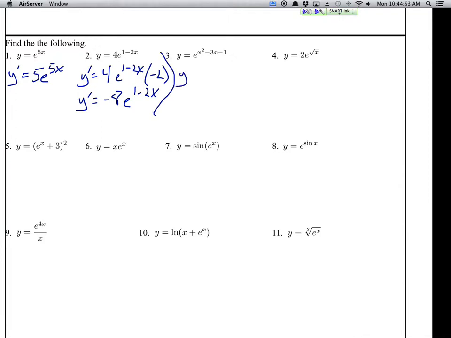Alright, April, number 3. E to the power of x squared minus 3x minus 1 times 2x minus 3. Very good. Questions on that?